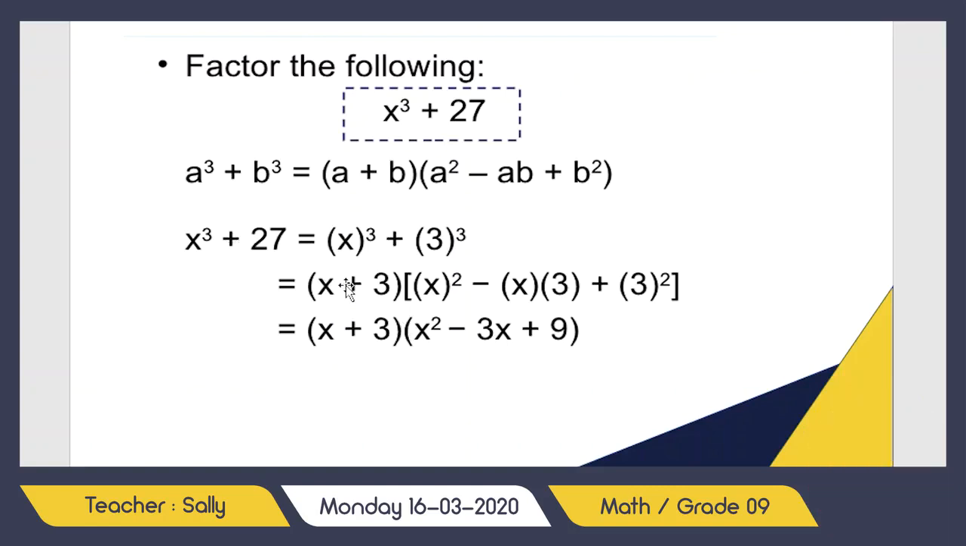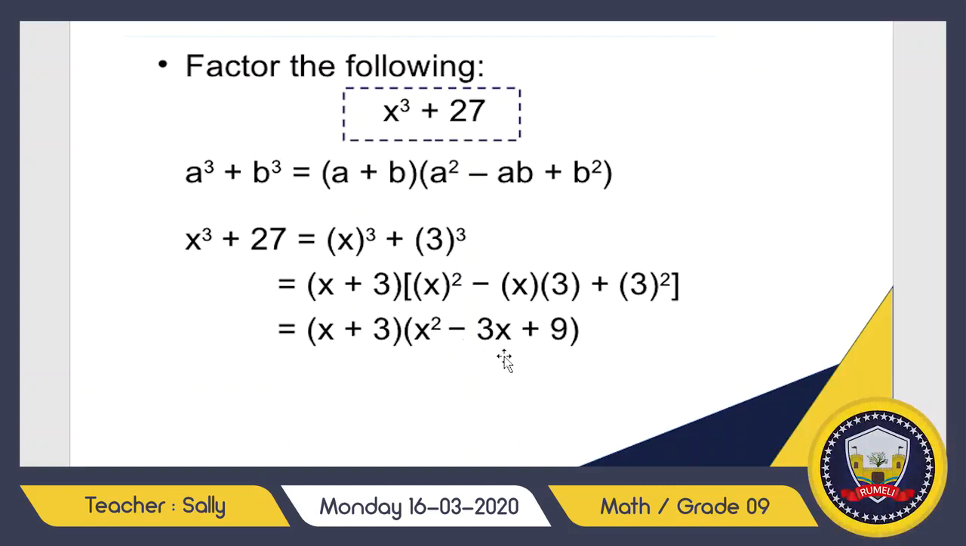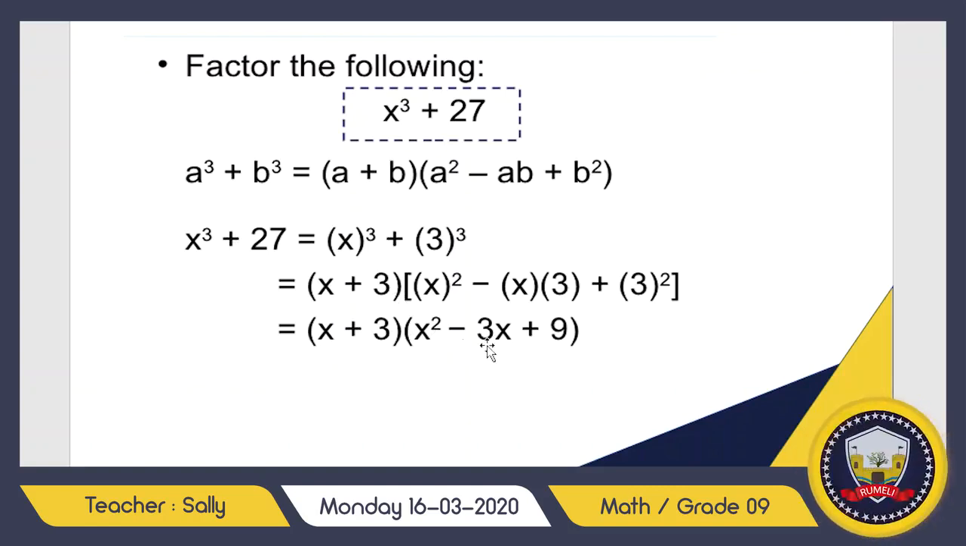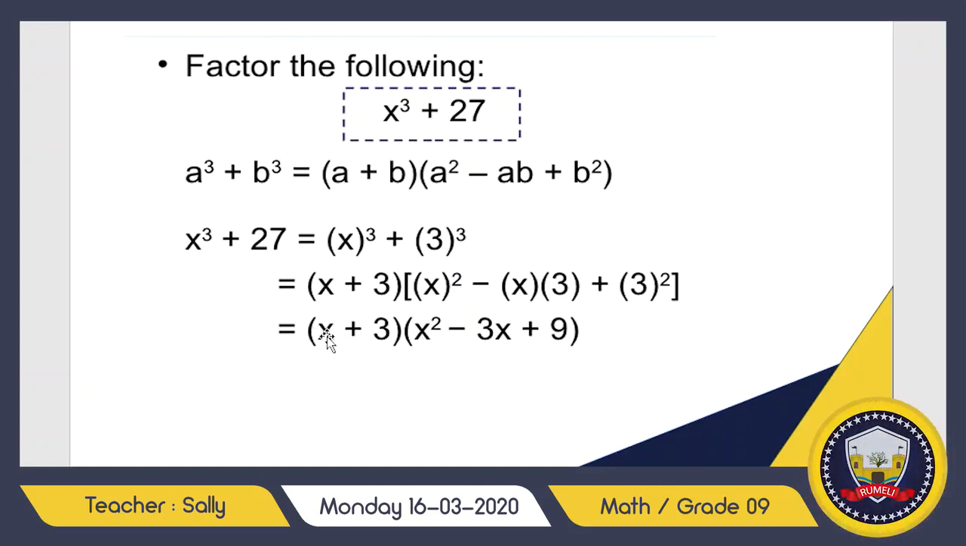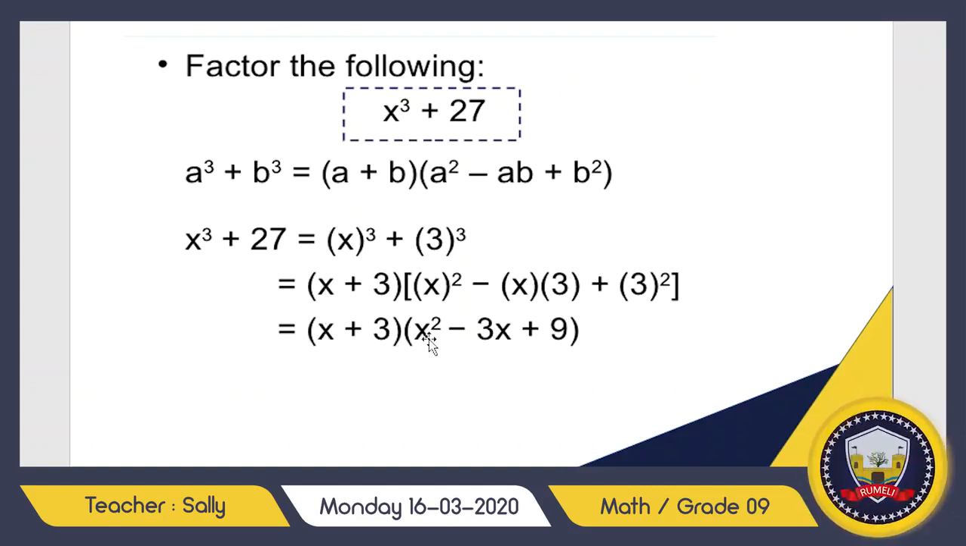Okay, so the first bracket is easy. What about the second bracket? The second bracket is a little bit bigger. It will contain 3 terms. The first term of the second bracket is the square of the first term of the first bracket. So x to the power of 2. The square of x is x to the power of 2.